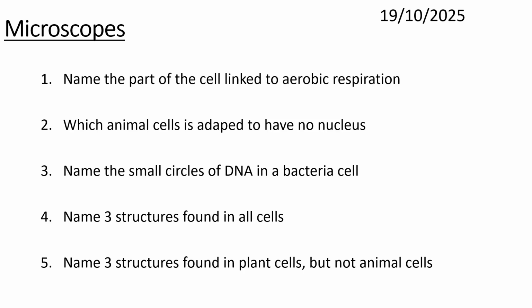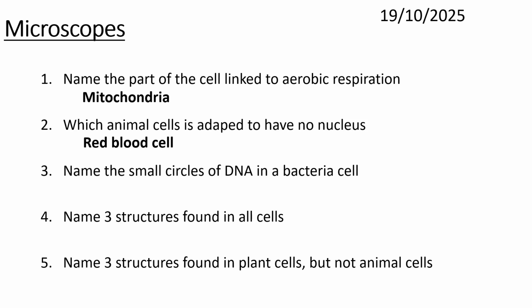So question number 1, name the part of the cell linked to aerobic respiration: it is the mitochondria. Remember for GCSE, you need to know aerobic respiration is in the mitochondria, but anaerobic is in the cytoplasm, which is why cytoplasm is common to all cells. What animal cell is adapted to have no nucleus? It's the red blood cell.